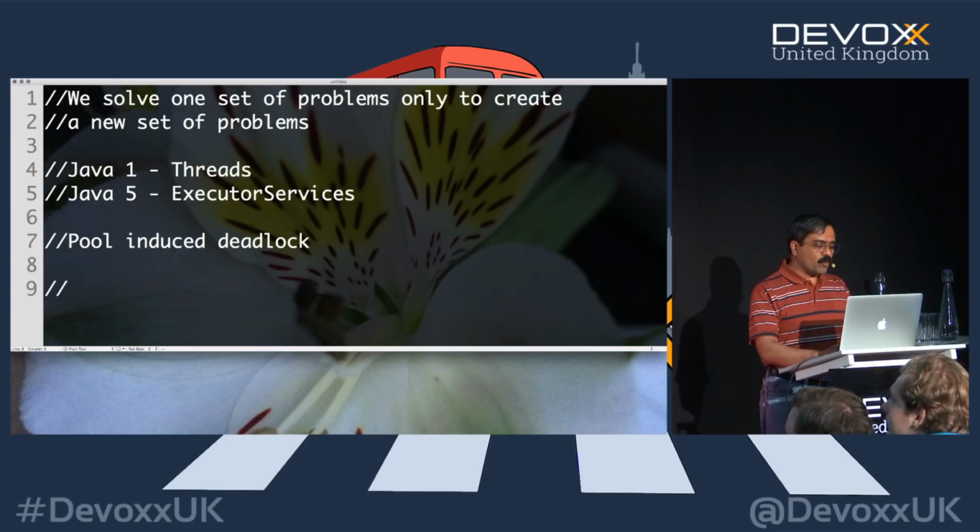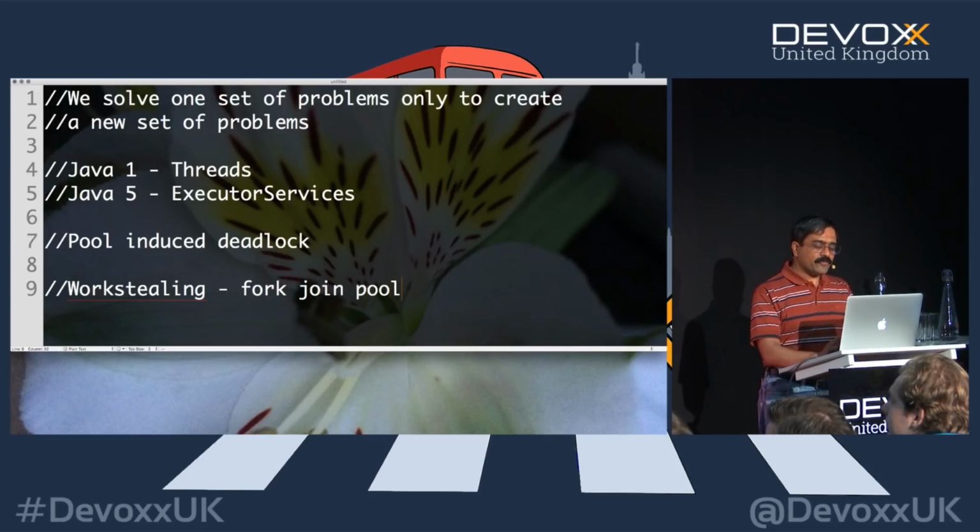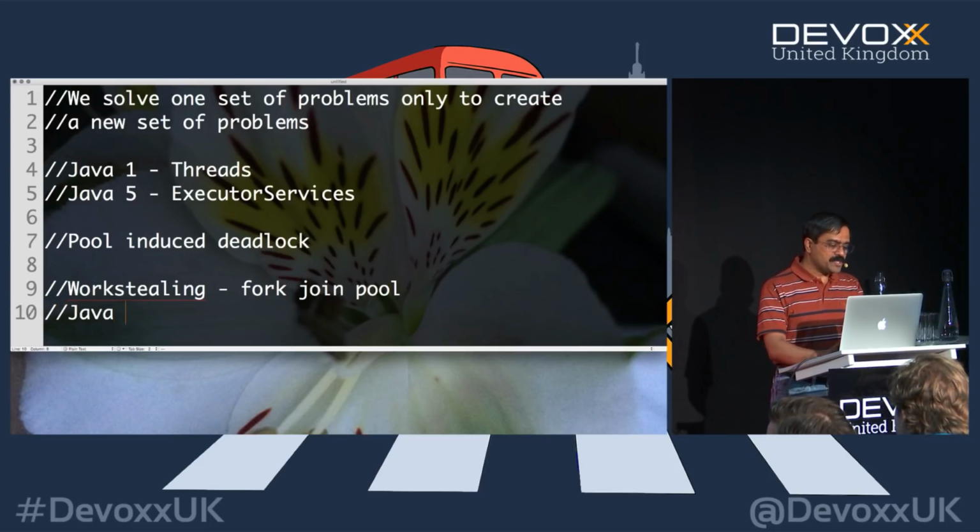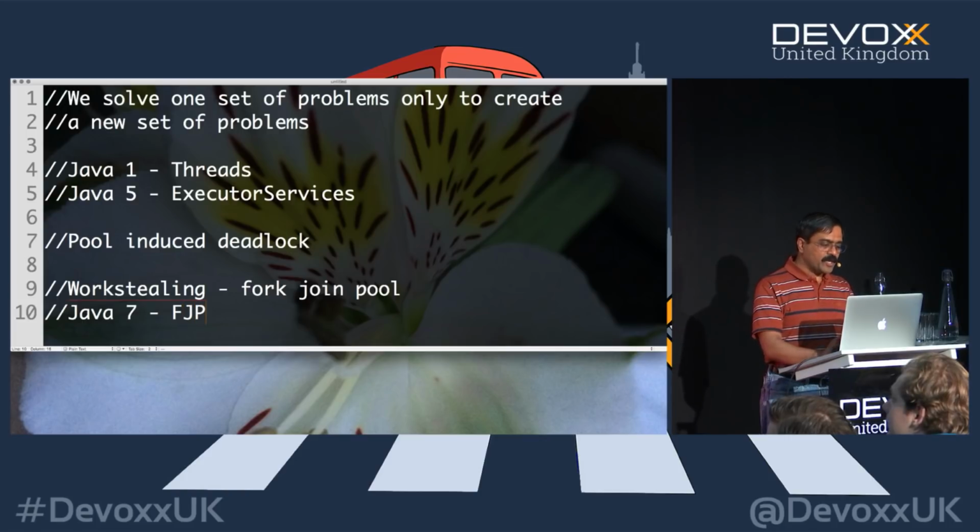And this is why we had what is called work stealing. And this introduced what's called the fork join pool. The fork join pool was introduced in Java 7.